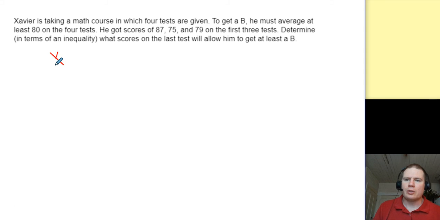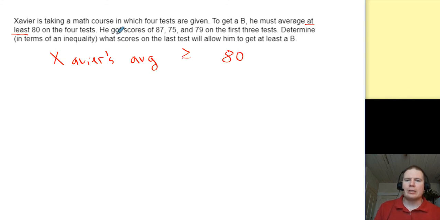So Xavier's average must average at least 80 on the 4 tests. So his average has to be at least 80. So it could be 80. 80 is at least 80. Or it could be 85 or 95, right? At least 80 means it has to be more than 80, or at the bare minimum equal to 80. That's what at least translates to, greater than or equal to. His average has to be greater than or equal to 80.